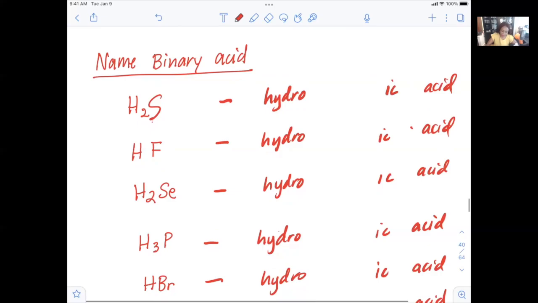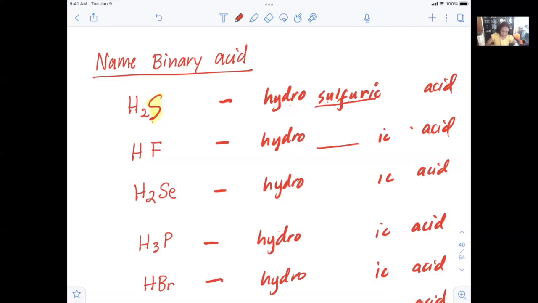Okay, so the part I'm going to fill in is this part right here. And remember, this part goes with the other nonmetal. So the stem word I use for this nonmetal is going to be sulfur. So it's going to be hydrosulfuric acid. Let me move this closer.